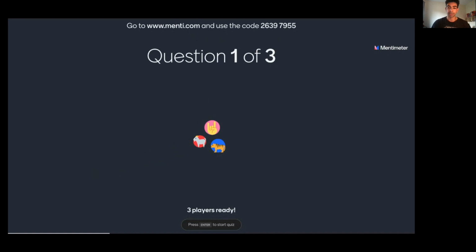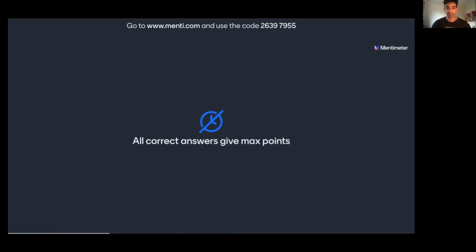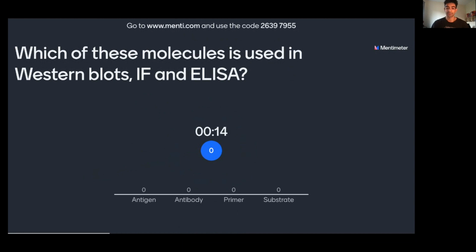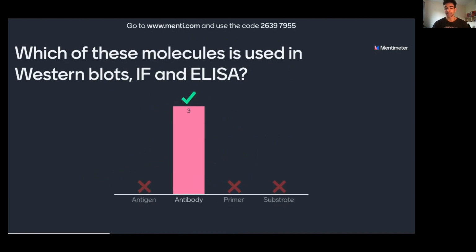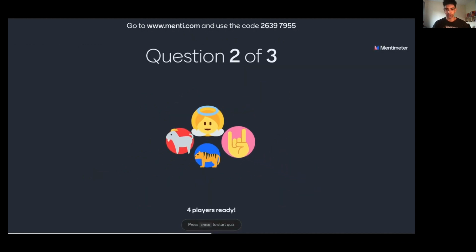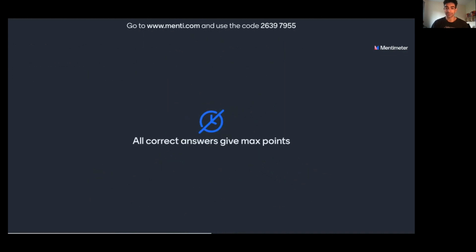Okay, perfect. We had 3 people in the pre-quiz, so I'll just get started now. Again, there's no points for speed, so just have a go. So we're looking for something in common between all those techniques. Look at that, 100%. Something has come across. I'm glad. So next question. Oh, excellent. We have another player join us. Let's start.